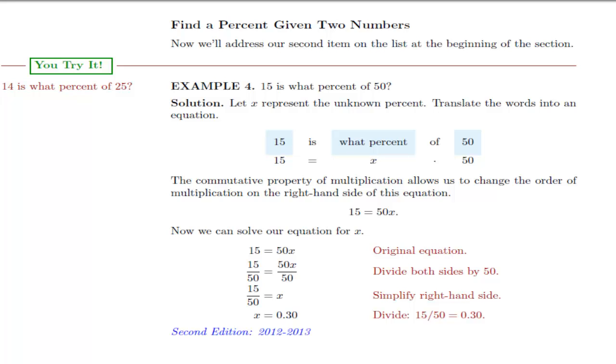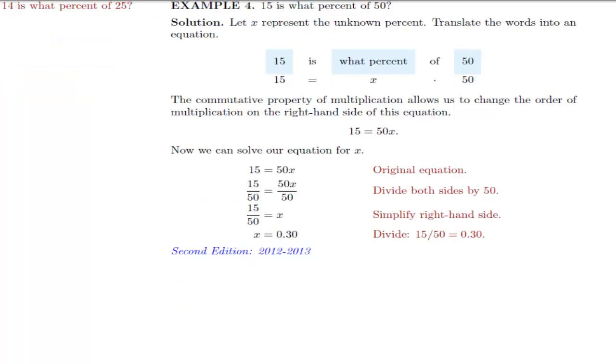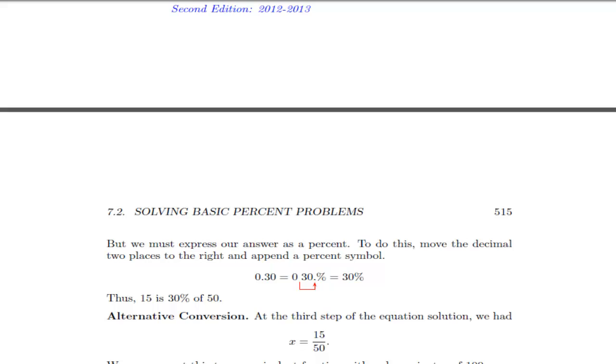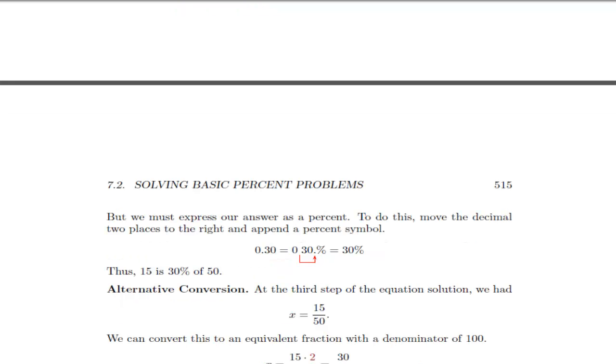Now we can solve our equation for x. We'll divide both sides by 50 to get x by itself. So on the left, we have 15 over 50, and on the right, 50 times x divided by 50 is x. And 15 divided by 50 equals 0.30. Thus, x equals 0.30. But we must express our answer as a percent. To do this, move the decimal 2 places to the right and append a percent symbol. 0.30 equals 30%. Thus, 15 is 30% of 50.